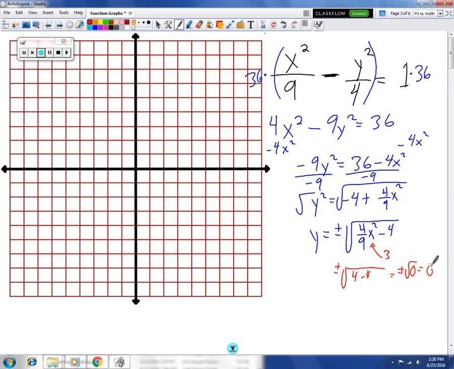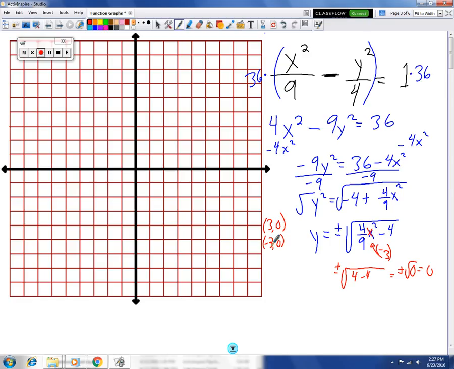So if I pick 3 for my x value, I'll get an answer of 0. Same thing, because x is squared, I'll get the same answer if I pick negative 3. Squaring negative 3 also gives a positive 9, which will cancel out the 9 underneath the 4 over 9. I still have a 4, and 4 minus 4 is 0. So if I pick negative 3, I also get 0. And really that's it.